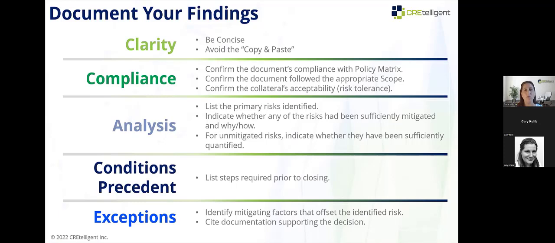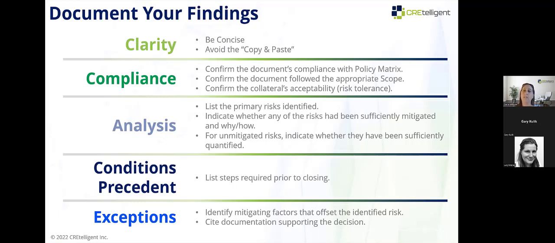So try to distill that information into very clear issues. If you have a whole paragraph of issues and someone has to dig to find them, you may not be documenting your file adequately, and you may find that you missed something as a result of that.